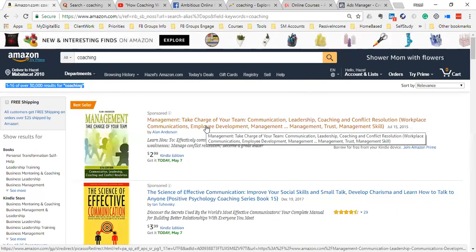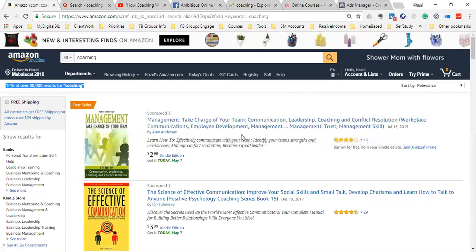So this is the first step. Go to Amazon, look for the number of books published that is relevant to your course topic. The second one is through Google Trends. So the second tool that we can use is Google Trends.